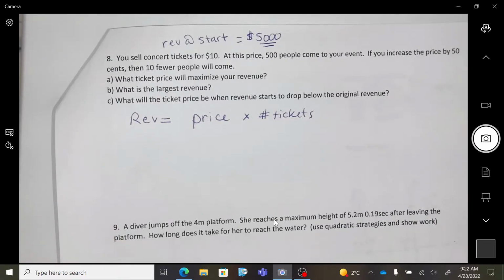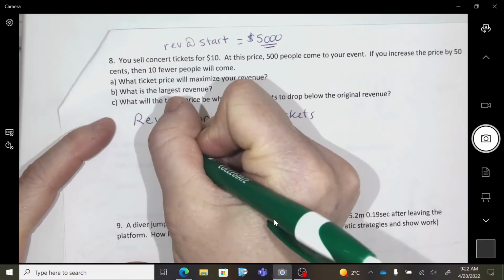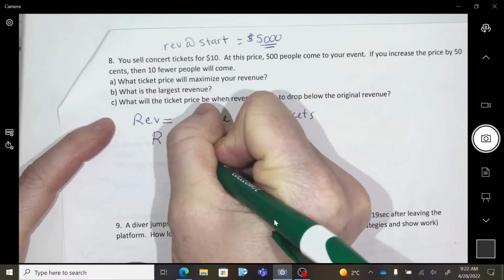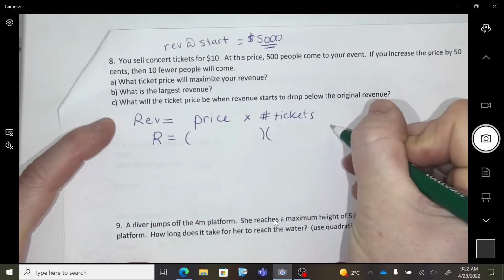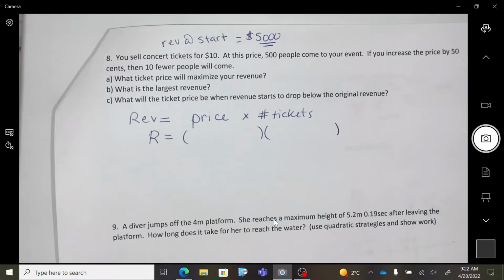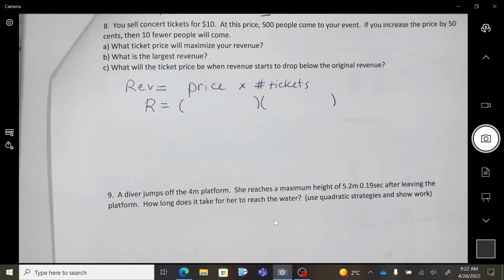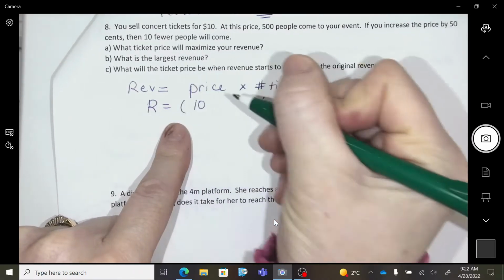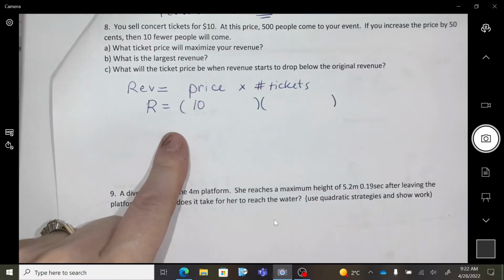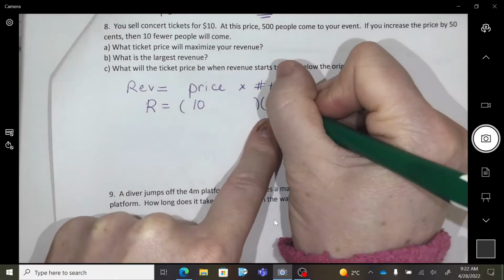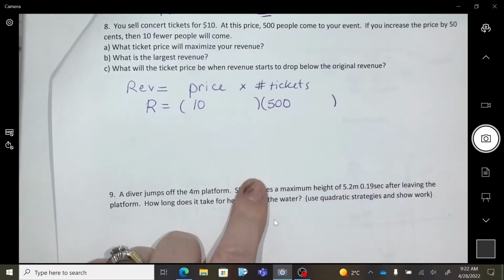Okay, so let's make an equation here. Revenue equals a big bracket, a big bracket. So the price, we had a $10 ticket. The number of tickets, we had 500 people.